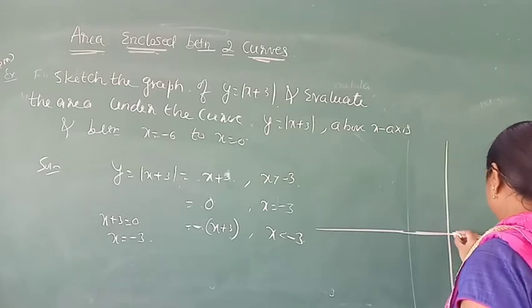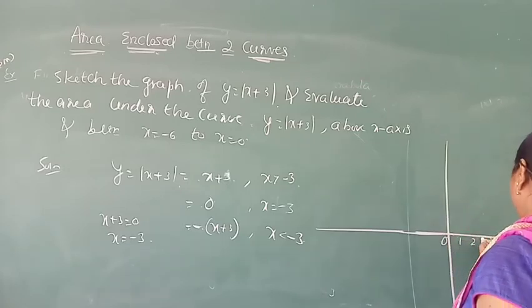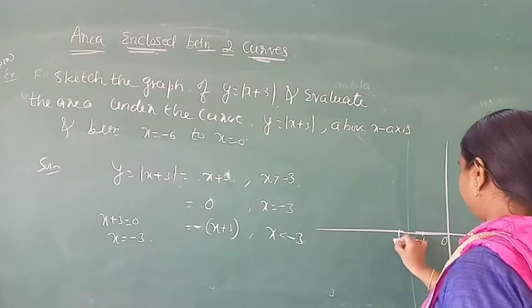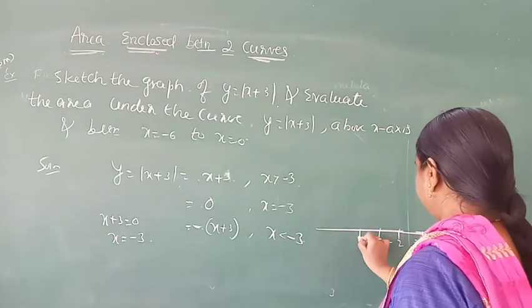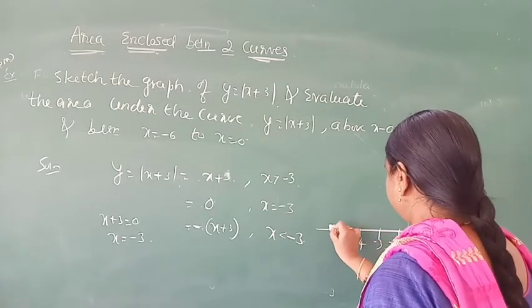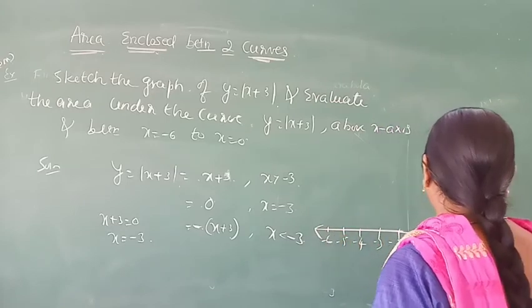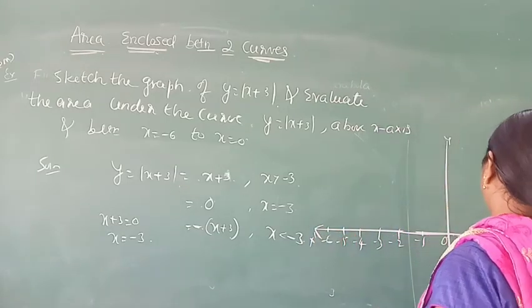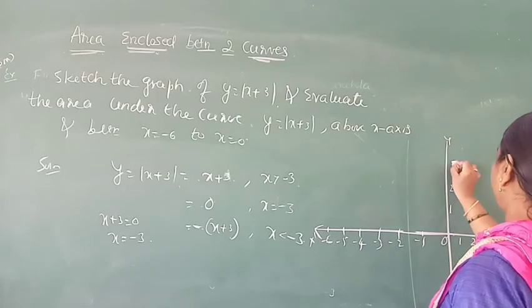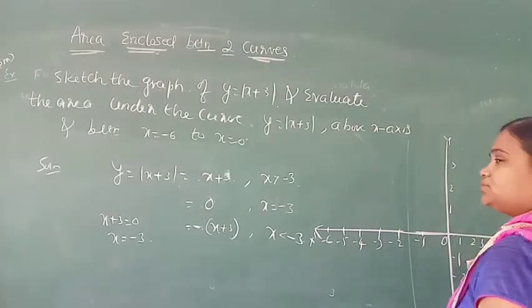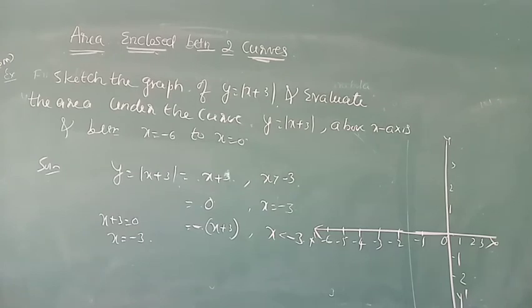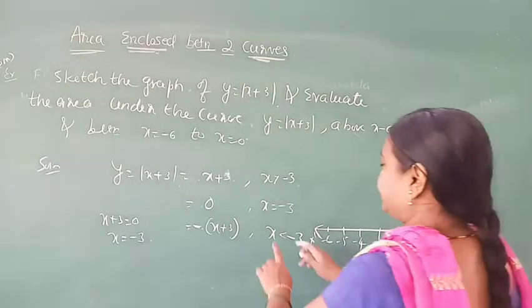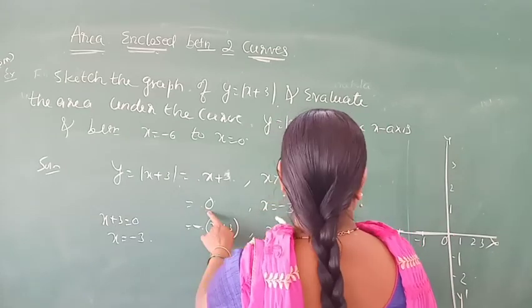Given is the x-axis: 0, 1, 2, 3, minus 1, minus 2, minus 3, minus 4, minus 5, minus 6, and this is the y-axis: 1, 2, 3, minus 1, minus 2. See, here it is mentioned at x equal to minus 3. At x equal to minus 3 it is 0.